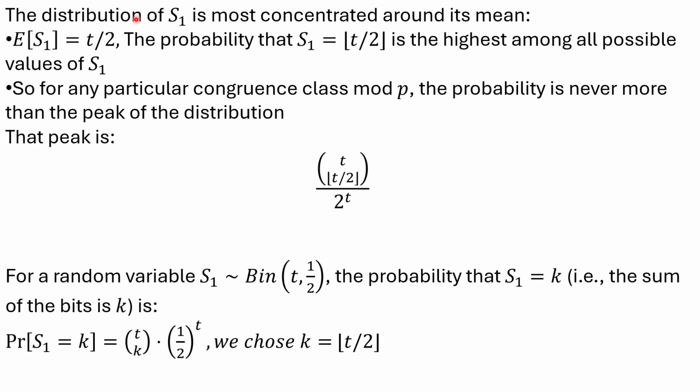The distribution of S1 is most concentrated around its mean. Its mean is t over 2. The probability that S1 is equal to the mean is the highest among all possible values of S1. So the probability is never more than the peak, and the peak is given here, which we saw earlier. Because for a random variable S with a binomial distribution, the probability that S1 is equal to some k is given here, and we chose k to be exactly the mean.